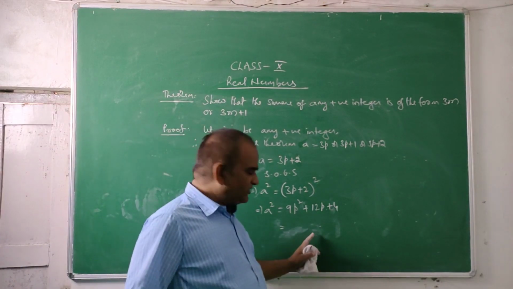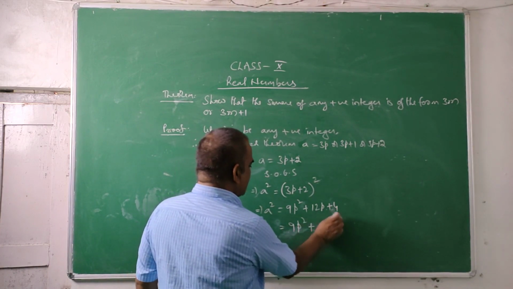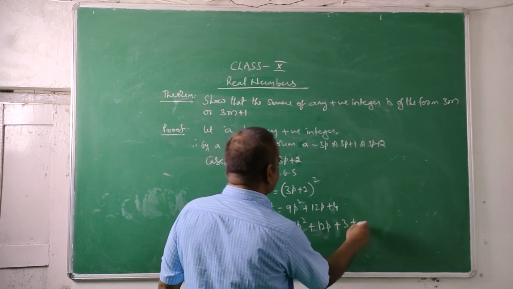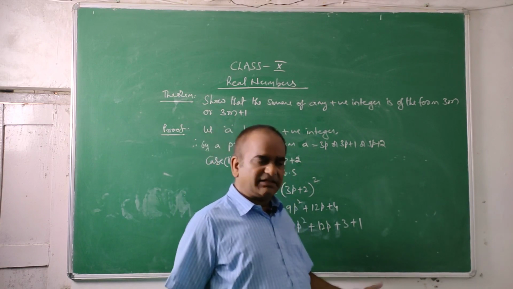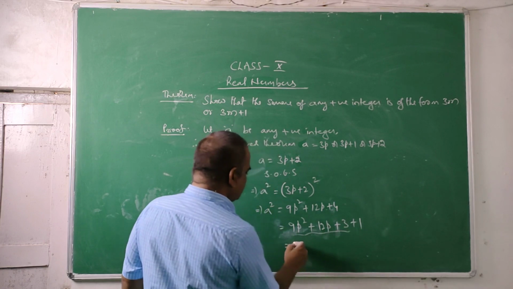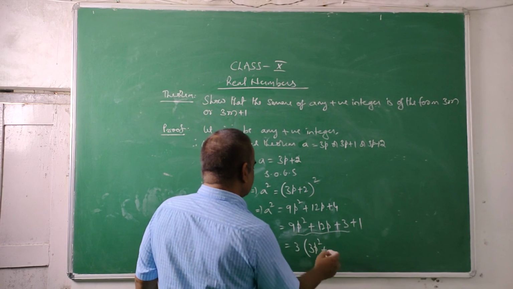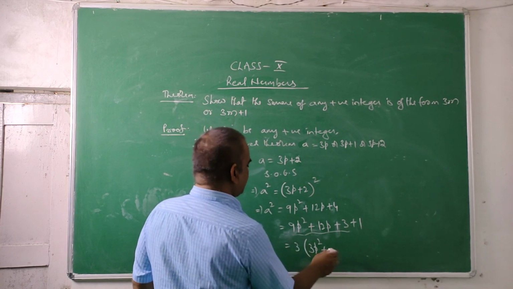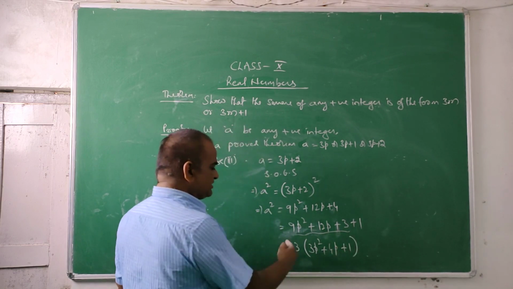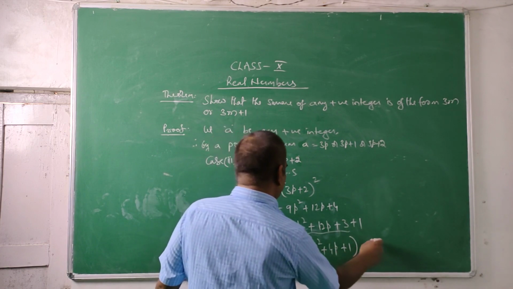So here what shall we do now? 9p square plus 12p. Now you write 4 as 3 plus 1. 4 can be written as 3 plus 1, right? So now from here to here take 3 common. Then you get 3 into (3p square plus 4p plus 1), bracket close. I took 3 common in these 3 terms, so we get this outside, plus 1.